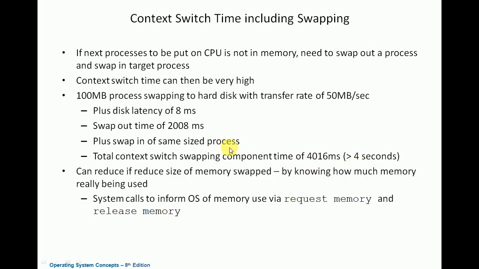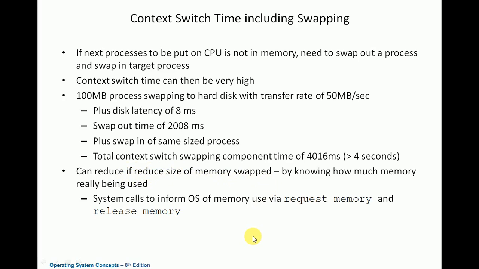It is very huge. Hence, the context switching or the swapping operation is not always preferred. Whenever we cross the threshold value that is set by the operating system, then only we can go for context switching or swapping. Here we can reduce the context switching time or swapping time if you reduce the size of memory swapped.